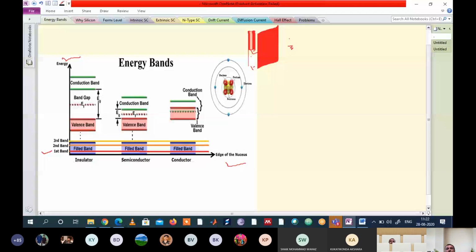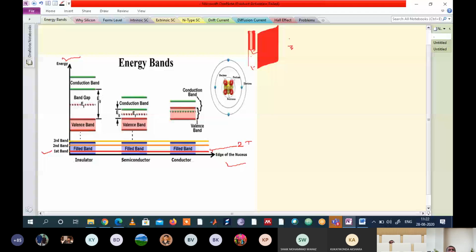So it is approximately equal to how many joules? It is equal to 2 joules. So therefore, it is present above the edge of the nucleus. You can see in the figure here, it is approximately equal to 2 joules. So this line represents approximately 2 joules of energy. So therefore, the first band is lying over here.